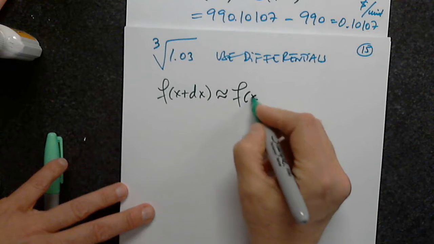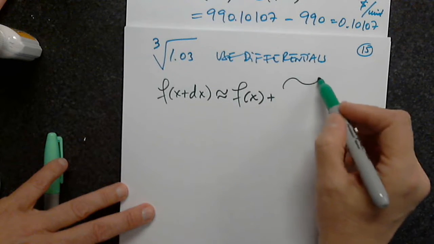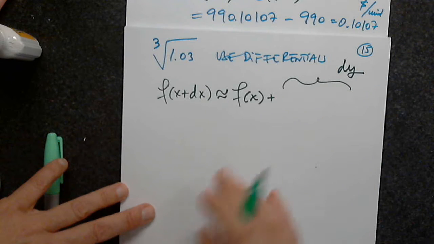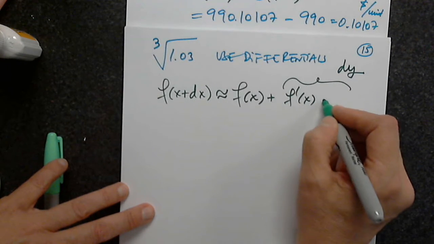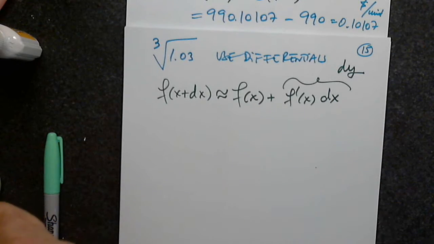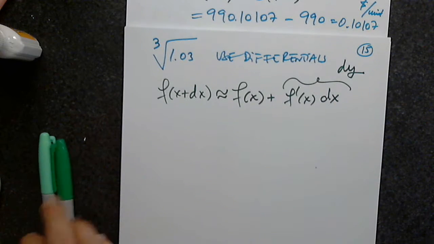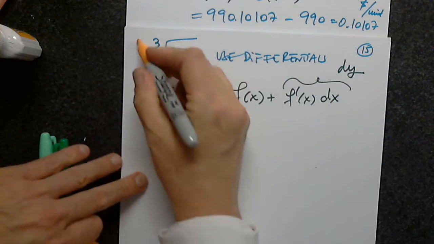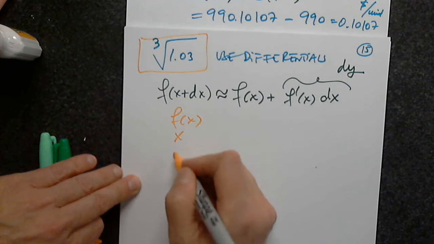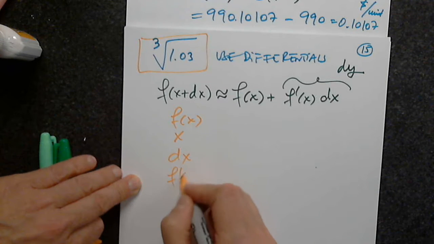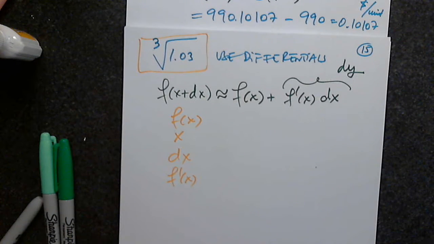F of x plus, and remember this is dy, which is composed of a product, right? It's f prime of x dx. Good. So in this situation, we have to identify f of x. We have to identify x, dx, and find f prime. So let's work on this problem for a minute. Let's do it together. Let me know if you need help.